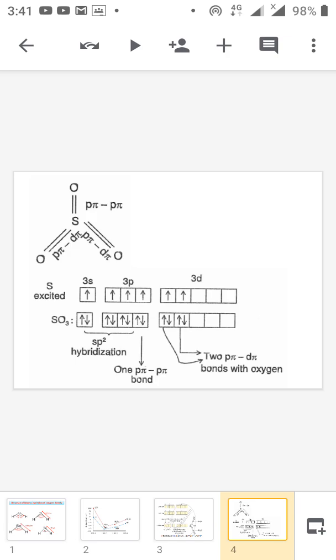As in the case of SO2, the hybridization is the same and the geometry is also the same. In the structure we can again see that the p pi-p pi and d pi-p pi bonds are also present in SO3, with one p pi-p pi and two d pi-p pi bonds, whereas in the case of SO2 one p pi-p pi bond and one d pi-p pi bond exist.